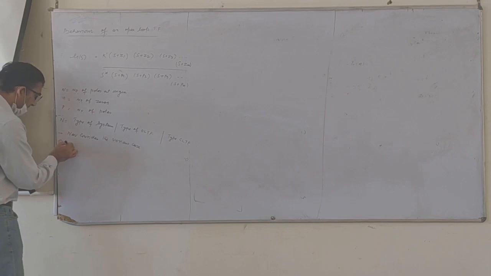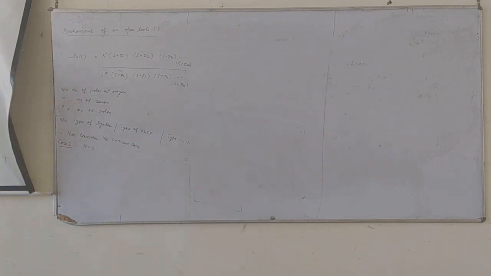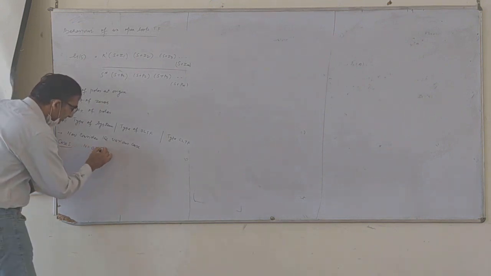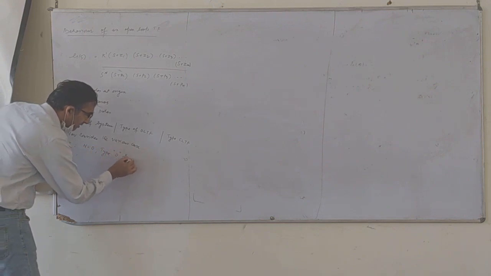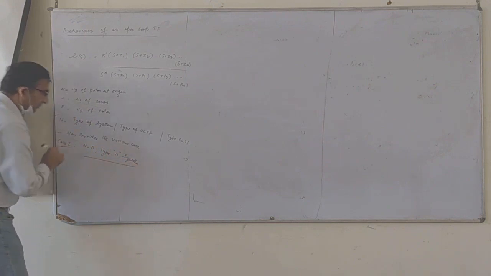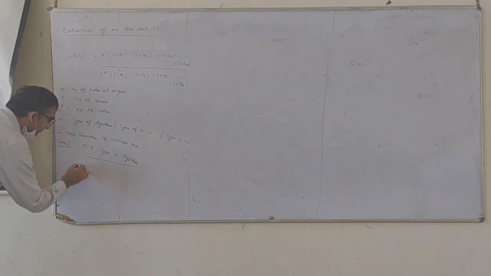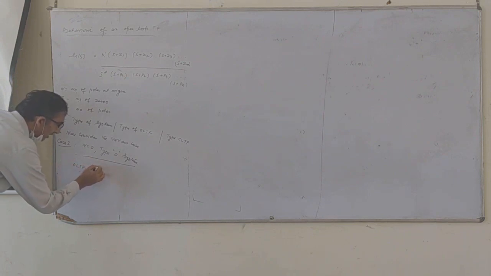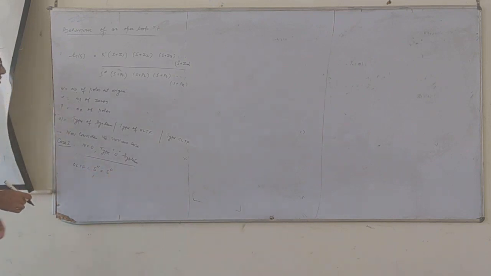Case number 1. If n is equal to 0, then this system will be a type 0 system. This is type 0 system. Now what do we have to see in this type 0 system? It's an open loop transfer function, with s raised to n, where n should be 0 for a type 0 system.